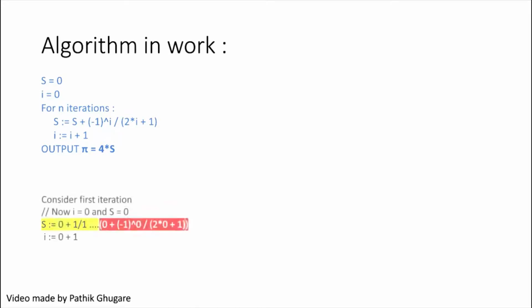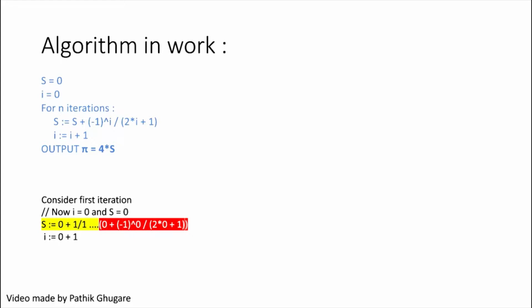Now let's see how this algorithm will work. To show this, I am using this algorithm where I is initialized as 0. So consider first iteration where I is equal to 0 and s is equal to 0. First we are adding minus 1 raised to 0, divided by 1, in 0 as discussed earlier. That is we are assigning s to be 0 plus 1 divided by 1. And I will get incremented by 1. So now we have s equal to 0 plus 1 and I equals to 1.